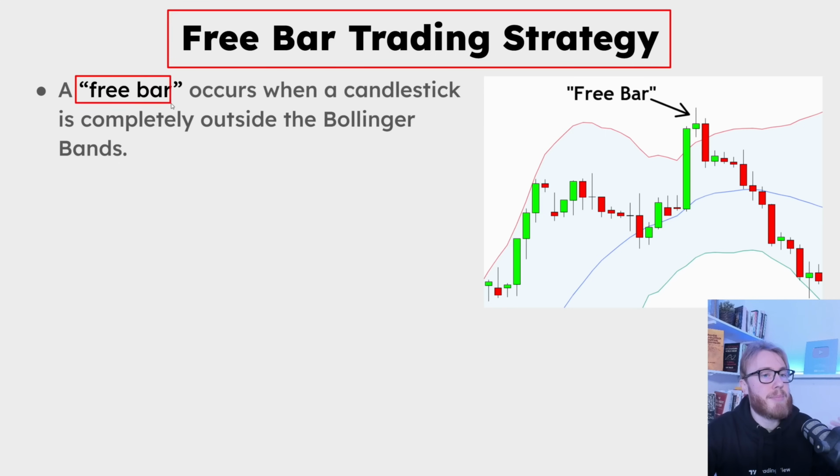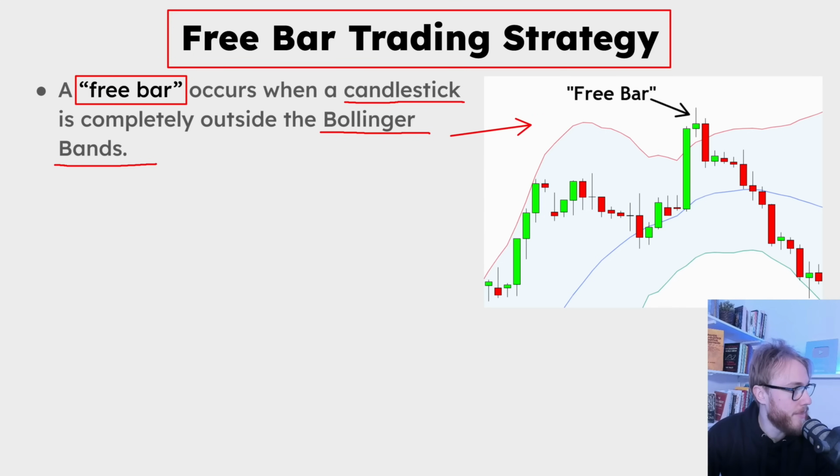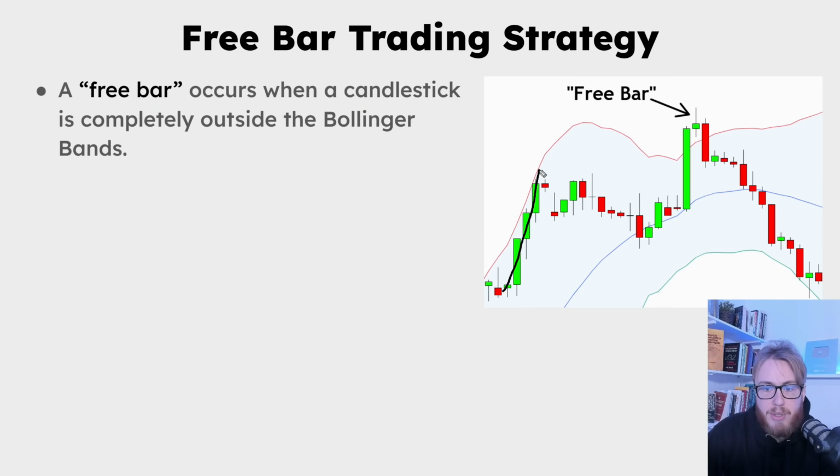Well, the concept is very simple. A free bar occurs when a candlestick is completely outside the Bollinger Bands. So what do we mean by completely outside? Well, if you take a look at this image right here, what we can see is that we have some sort of uptrend, we have a swing move, pullback, another swing move, and we also have a Bollinger Band on the chart. However, we do have one candle on this chart that is different than all the rest of the candles, and that is this green candle right here.